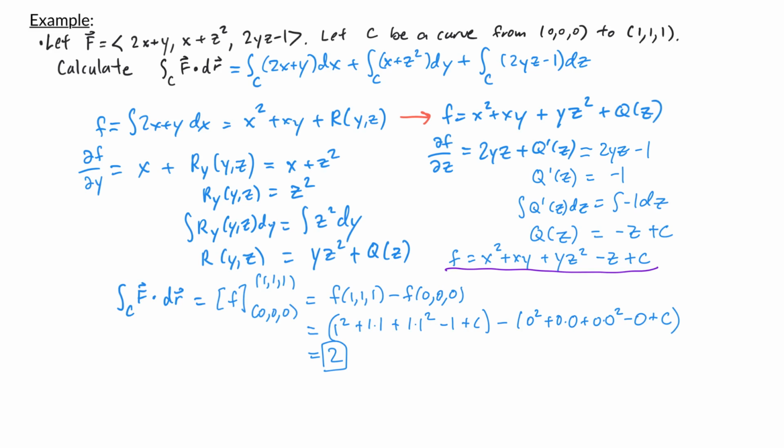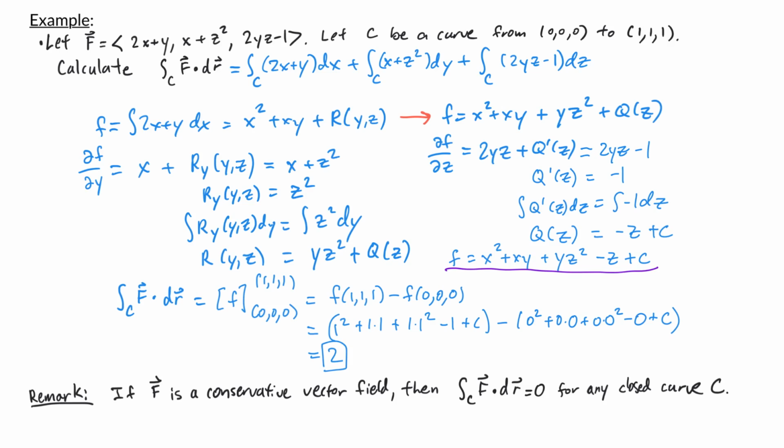One last remark is this. If F is a conservative vector field, then the line integral F dot dr is equal to 0 for any closed curve C. And a closed curve is just a curve where the initial point is the same as its terminal point. So you can see that this fact is true using the fundamental theorem of line integrals. Because if the vector field F is conservative, then the line integral of F dot dr is just a potential function evaluated at the endpoints. And for a closed curve, the endpoints are the same. Therefore, when you plug them into the potential function and then subtract, you get 0.